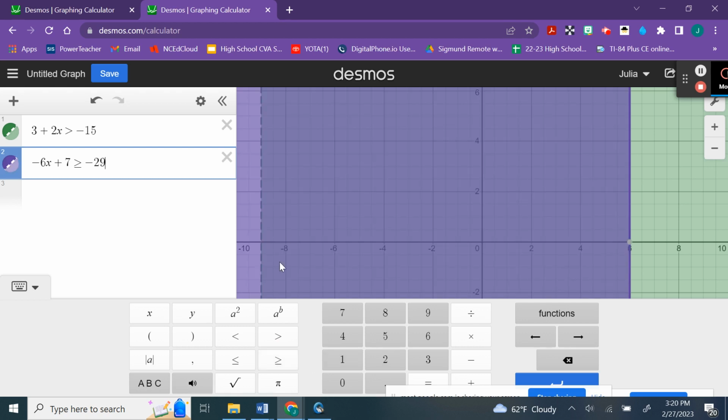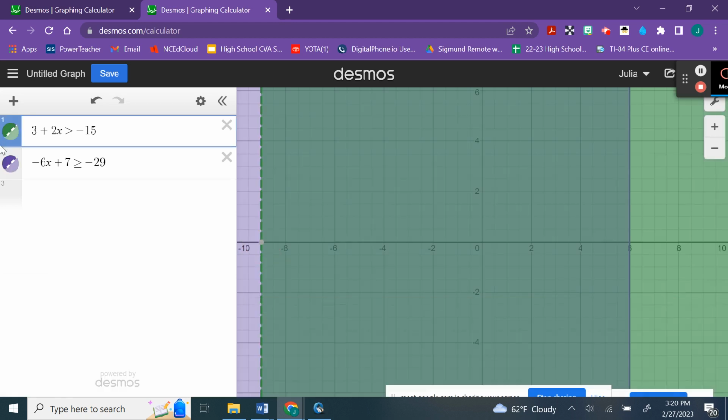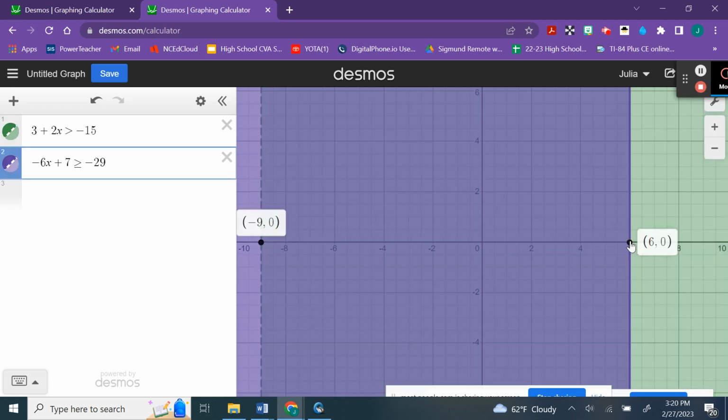And hopefully you can see that negative 9 and that positive 6. And that is the inside. So again, you're thinking about where both of them are true. And that's why it's an and. It makes the first equation true and the second equation true.